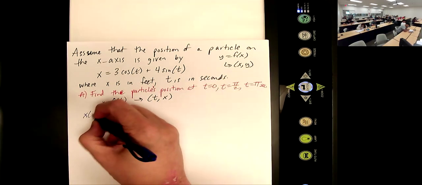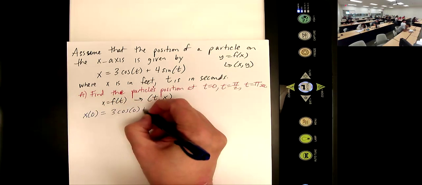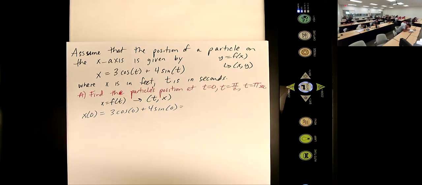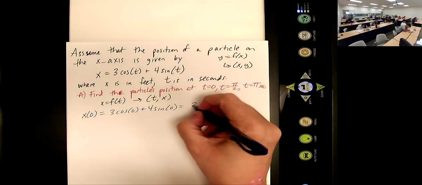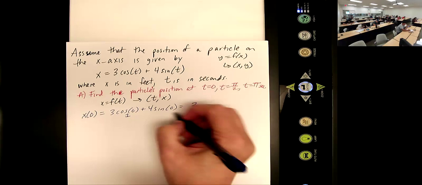At t equals 0, x of 0 is 3 cosine 0 plus 4 sine 0. How much is that? It's 3. Cosine 0 is 1. Sine 0 is 0.